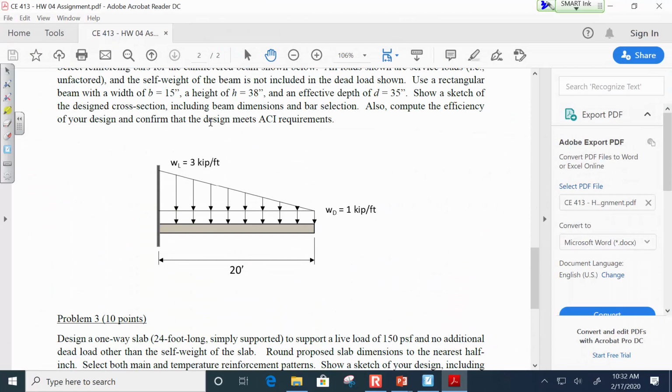This is your homework assignment. Dead load: cantilevered beam, uniformly distributed load. Live load: cantilevered beam, triangular load. You can't just WL squared over 8 the whole thing. It doesn't work. You have to compute your dead load moment and your live load moment separately and then factor them. What about problem number 1?